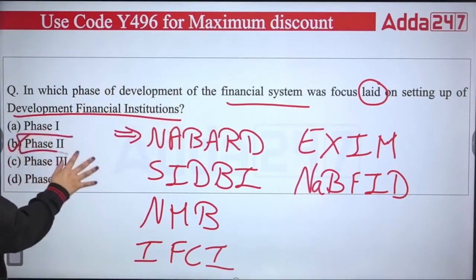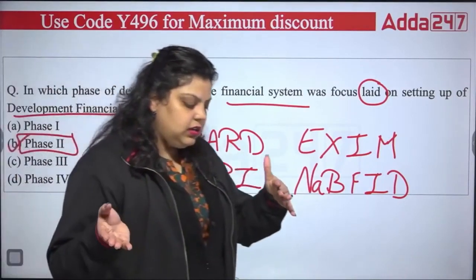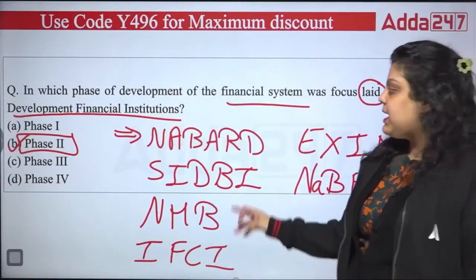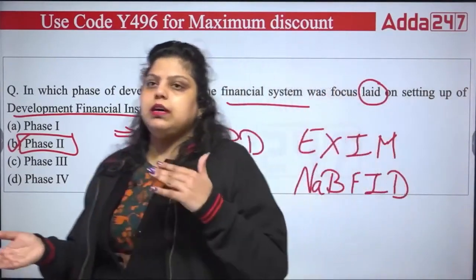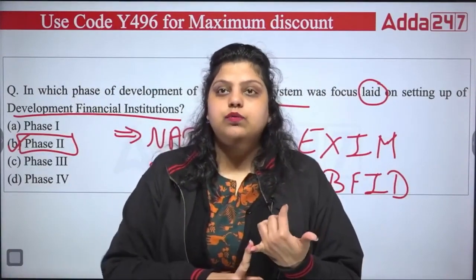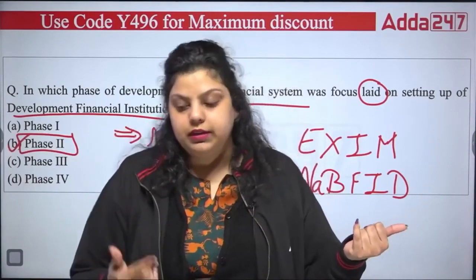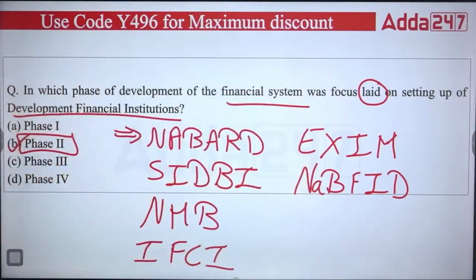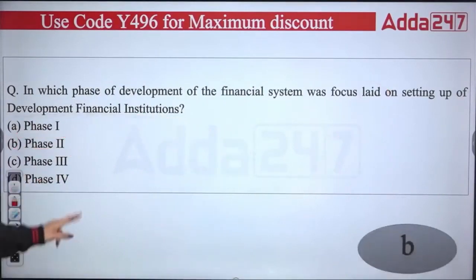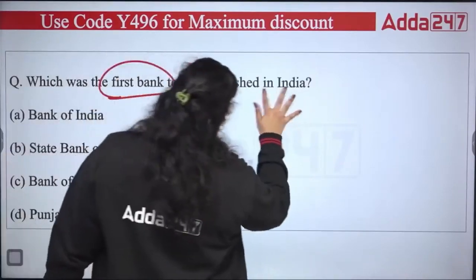In phase 2. So phase 2 of the development of the financial system led to the development of the development financial institutions. The reason behind it is that a lot of commercial banks used to be there, but they were not capable of fulfilling the long-term capital demand. They were not capable of giving funds for infrastructure development, because infrastructure needs large capital and for a long-term period, and they were not capable of doing that. And that's why phase 2 was introduced, that's the development financial institution. Right answer is B.